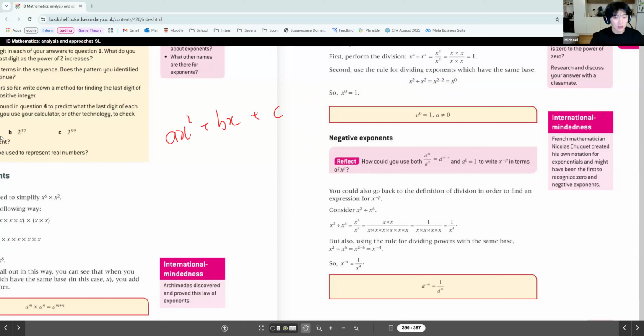There are just many ways to think about this. Yeah, anything to the power of 0 is 1, including 0 to the power of 0. This equals 1. Okay? Any questions?